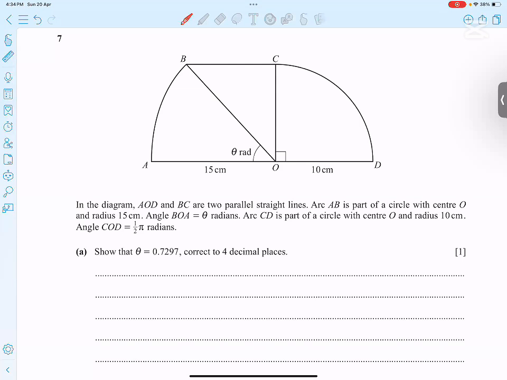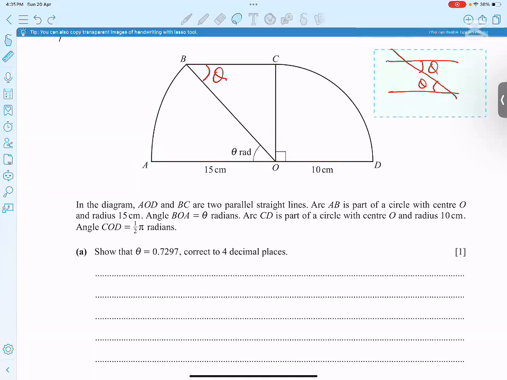Question number 7 we have. He mentioned that AD and BC are two parallel straight lines. It means this and this are parallel lines. And you know, when two lines are parallel to each other and a line cuts them, this angle is the same. So if this is theta, this is theta as well. It is very important to understand that these two lines are parallel to each other. I believe you got it, and we got the benefit of this.